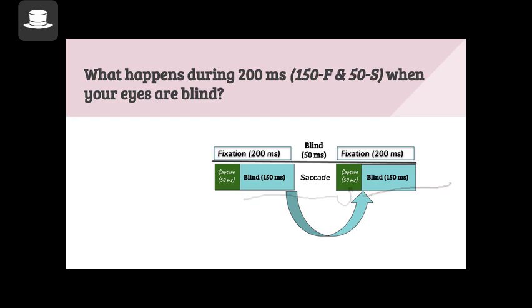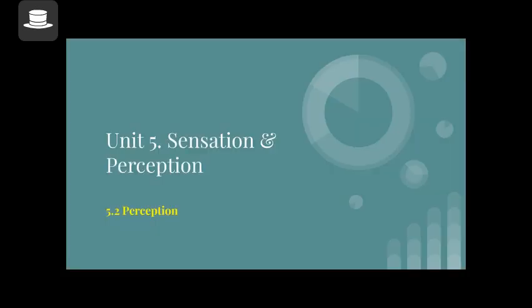So what happens when the eyes are blind? Well, you don't realize they are blind because your brain is actually kicking in and perceiving what is being captured. So sensation is mere capture of information by your eyes, which your eyes do by intermittently capturing information during fixation, only during the 50 milliseconds of the fixation. For the remaining time, you are perceiving. Now, the next question is, what is perception then? How does your brain perceive the captured information? That we'll talk about in the next video, 5.2 perception.